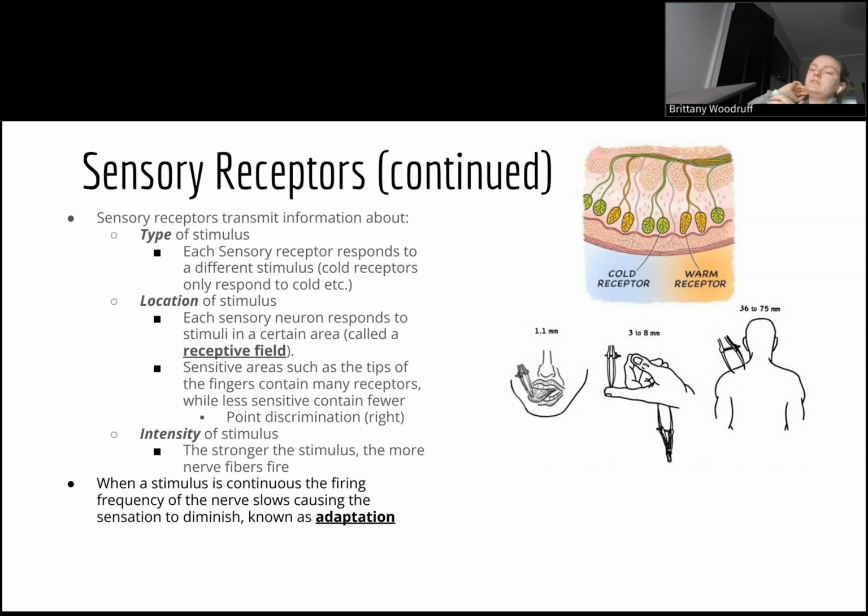You can actually test this out with something called 2-point discrimination, which is pretty cool. If you take a pair of tweezers and put the tips together, repeatedly moving them closer and closer, at a certain point it's going to feel like a single point. Now on your fingers, you need to have really good sensation, so on your fingers this distance is going to be really close between the two.